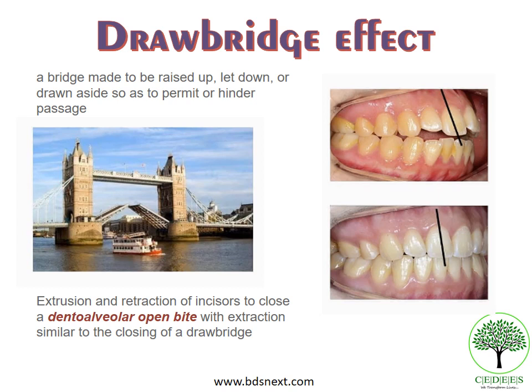So sometimes dentoalveolar open bites of moderate severity are treated with extractions where the incisors are both extruded as well as retracted. And this is very similar to the closing of a drawbridge, which you can see by the black line that's pointed along the long axis of the incisor. So it's both being extruded as well as being retracted to close a dentoalveolar open bite, which is very similar to how a drawbridge is closed to become a straight road again.